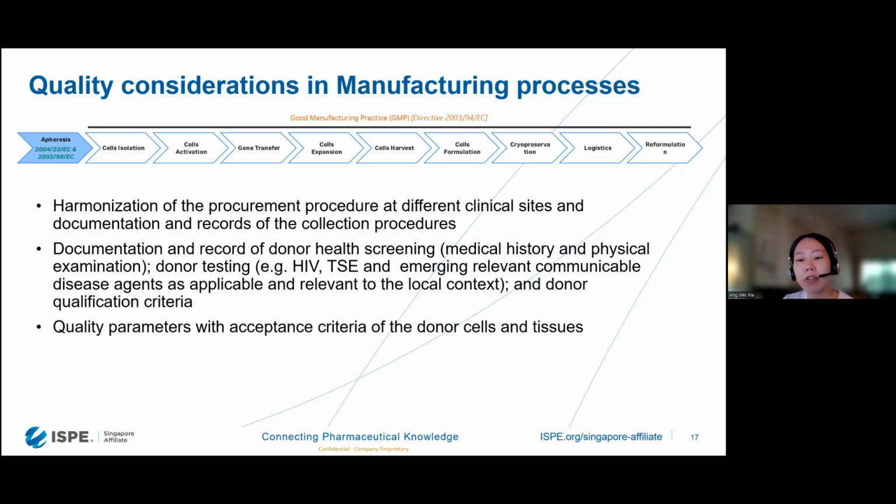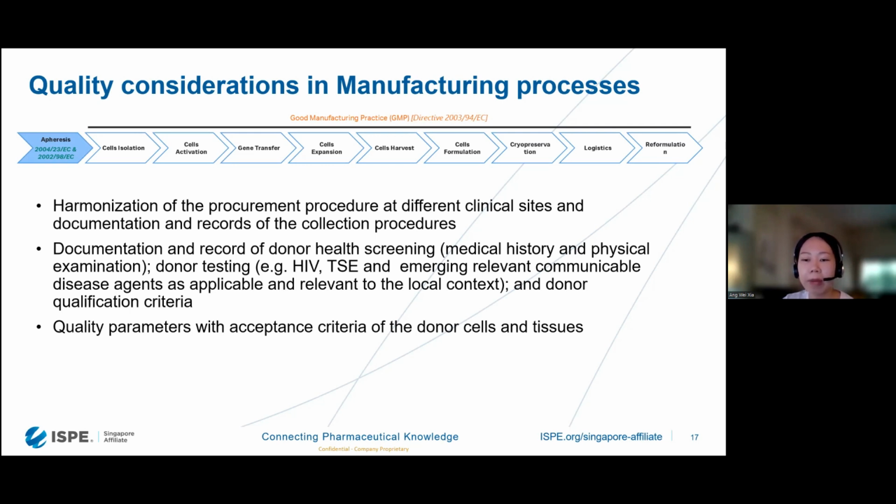So CAR-T manufacturing begins with apheresis. In the EU, the donation, procurement, and testing of human tissue cells and blood-derived cells should be carried out in accordance with Directive 2004/23/EC and Directive 2002/98/EC respectively.